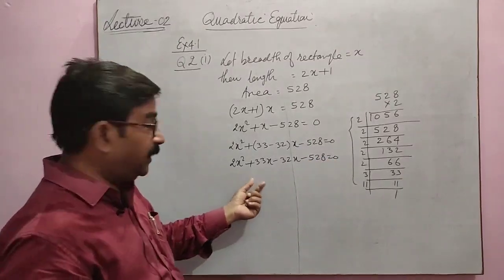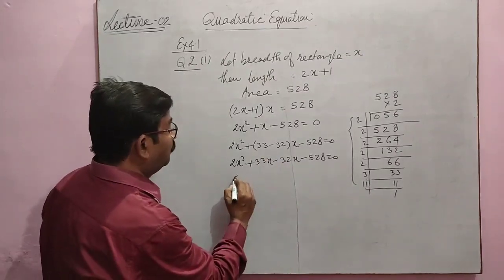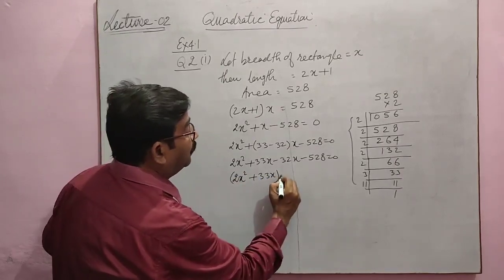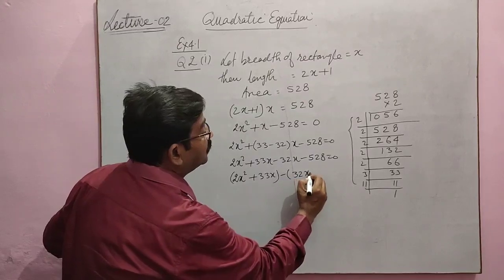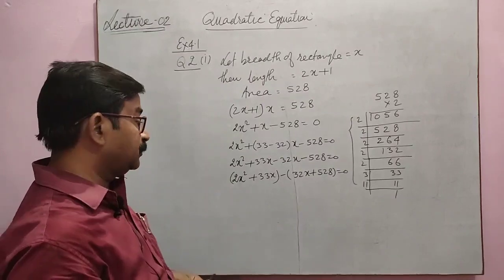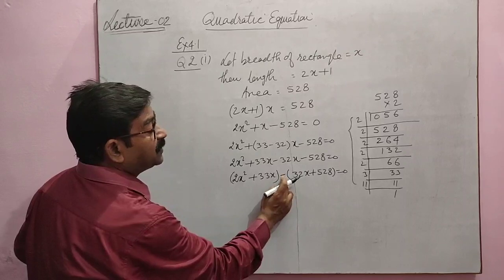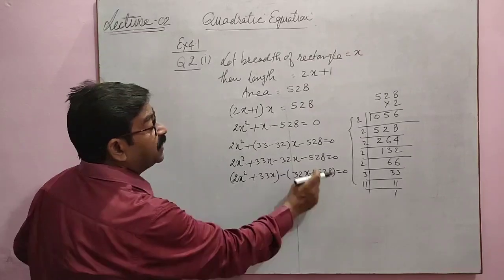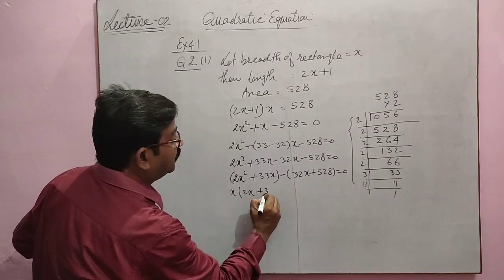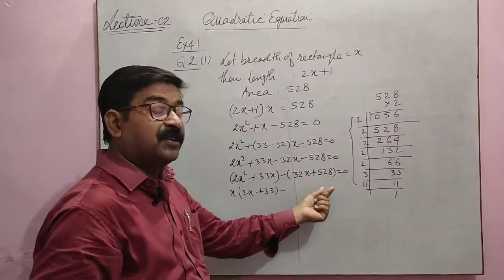Form two brackets, taking care that both the brackets have the same sign. So we have 2x² + 33x in one bracket, minus 32x plus 528 is equal to 0. Here x is common. Both the brackets have the same sign because there was a minus sign outside the bracket, so this sign changes into plus. So x is common. We have 2x + 33, minus, here both the brackets must contain the same.